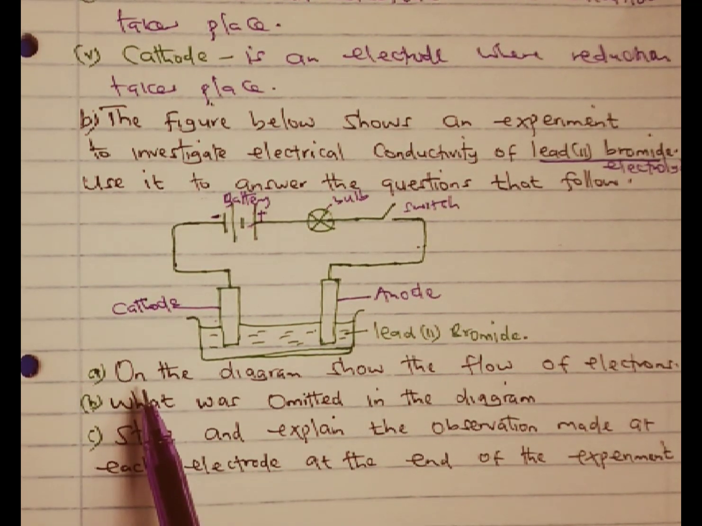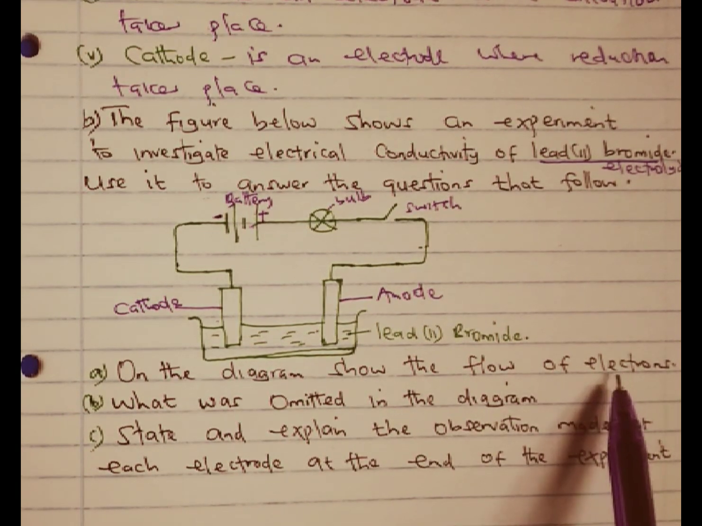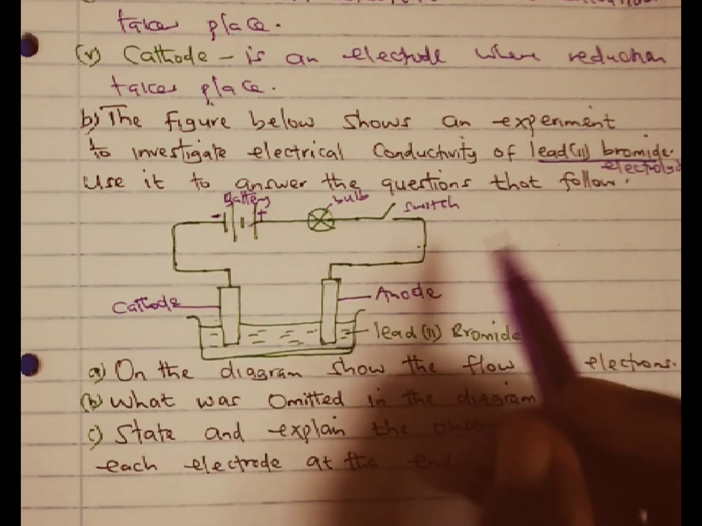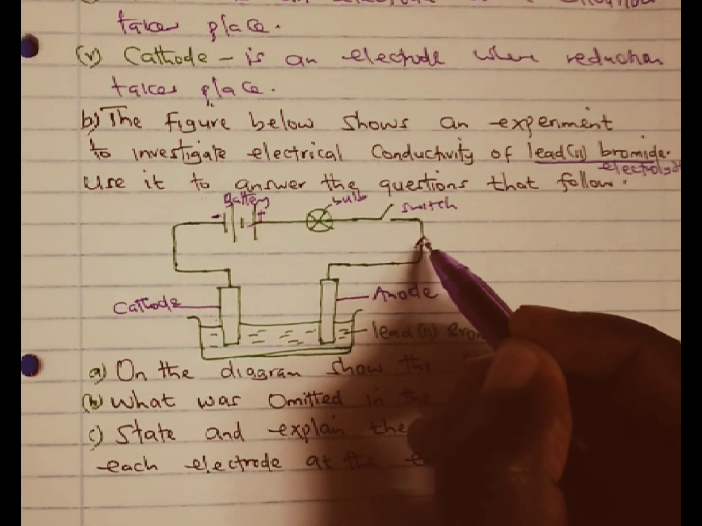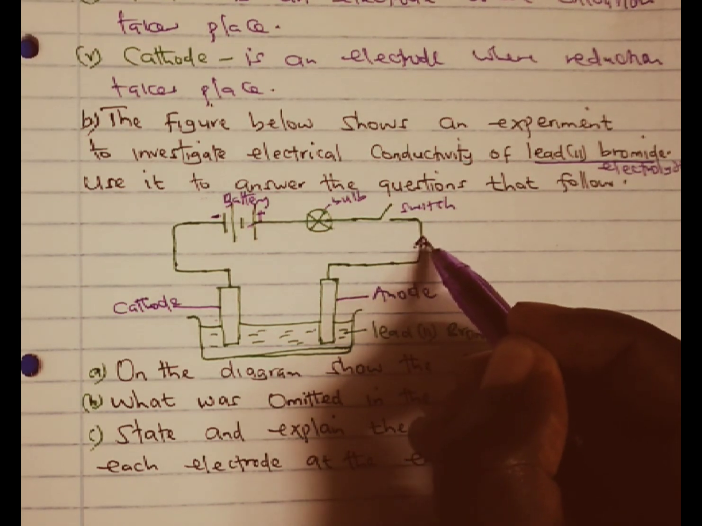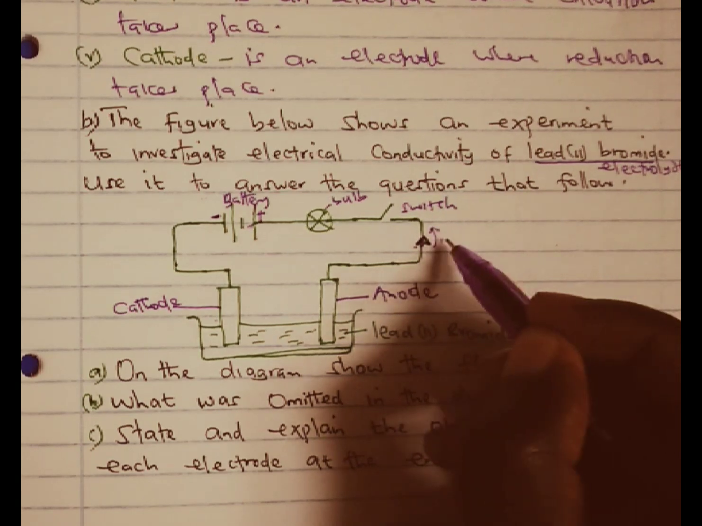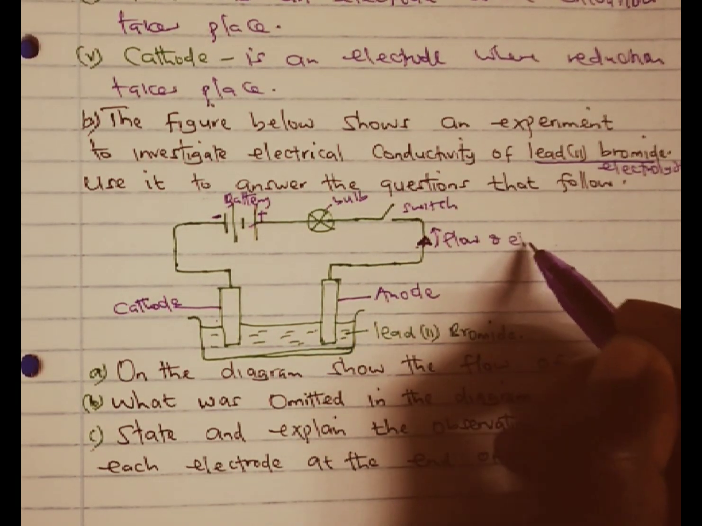So the first part of the question under the diagram. On the diagram, show the flow of electrons. Remember, electrons or the current will flow from the positive to negative, and therefore this will be the direction of flow of the current. This is the flow of electrons.